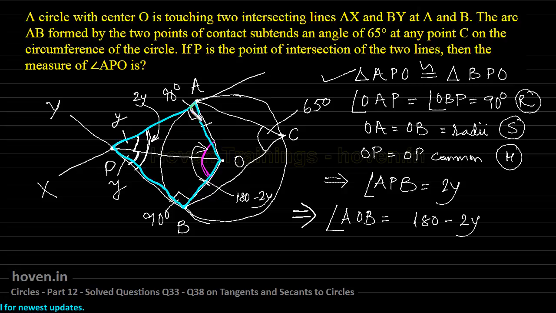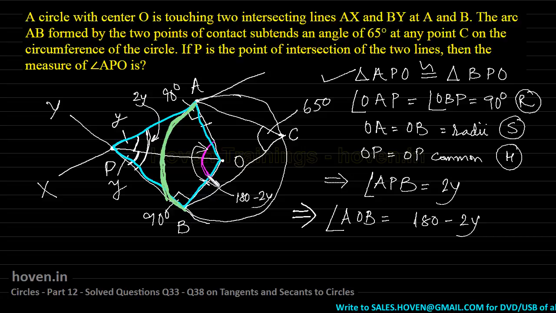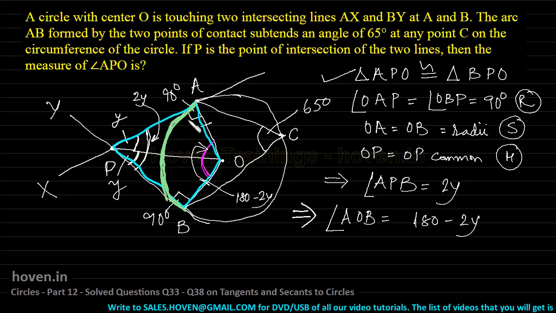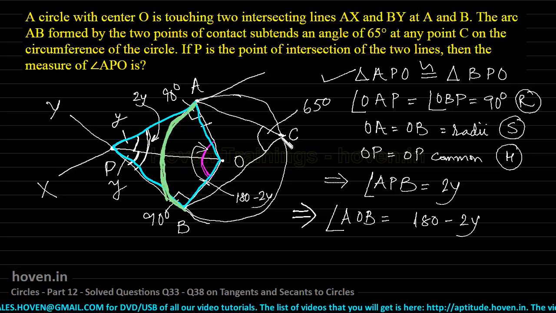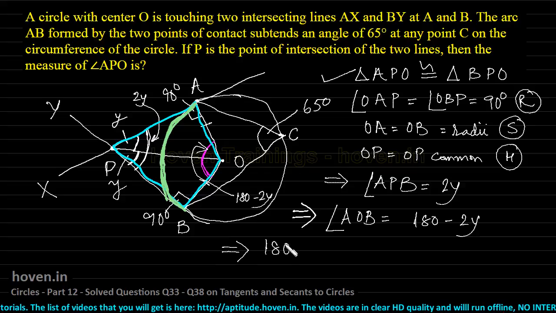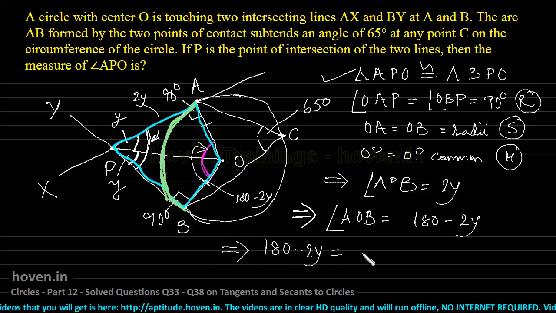Now we can see this whole story from another perspective. Come to this arc AB. This arc AB is subtending this angle at the center, and the same arc AB is subtending 65 degrees on the semicircle. Now we know that the angle subtended by an arc at the center is twice the angle subtended by the same arc at the periphery. So we can immediately write that 180 minus 2y should be equal to 2 times this angle, 65.